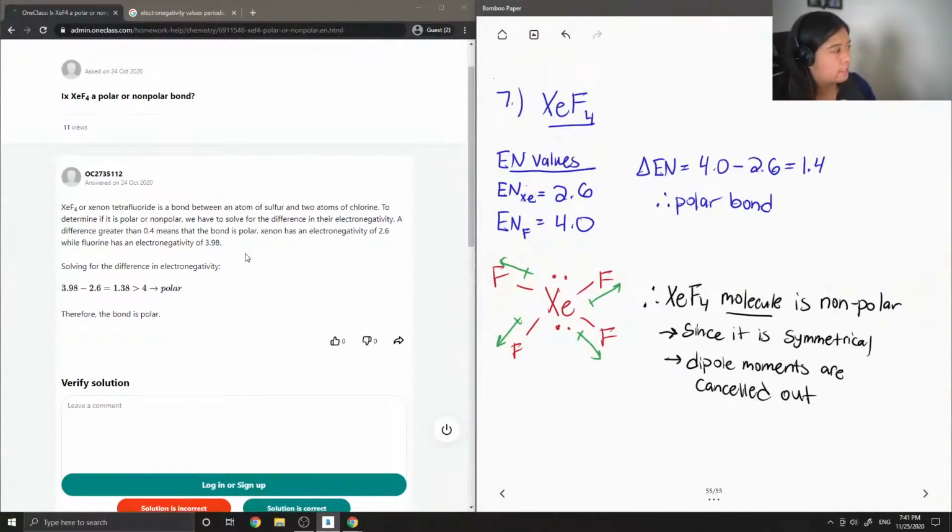So the junior tutor said, xenon tetrafluoride is a bond between an atom of sulfur, 2 atoms of chlorine. I think they meant between an atom of xenon and 4 atoms of fluorine. To determine if it is polar or nonpolar, we have to solve for the difference in their electronegativity. Difference greater than 0.4 means that the bond is polar. Xenon has an electronegativity of 2.6, while fluorine has an electronegativity of 3.98.